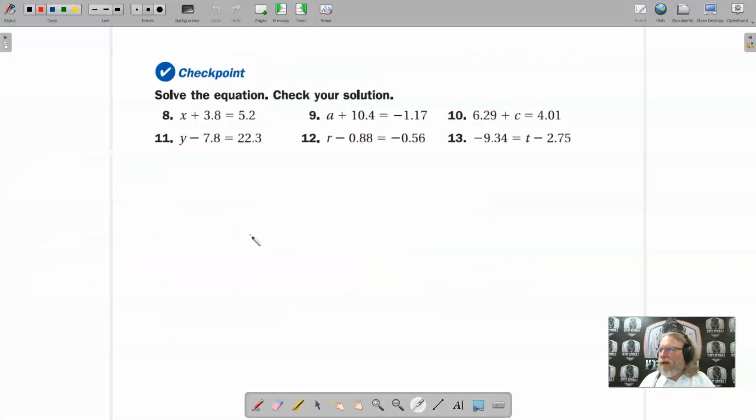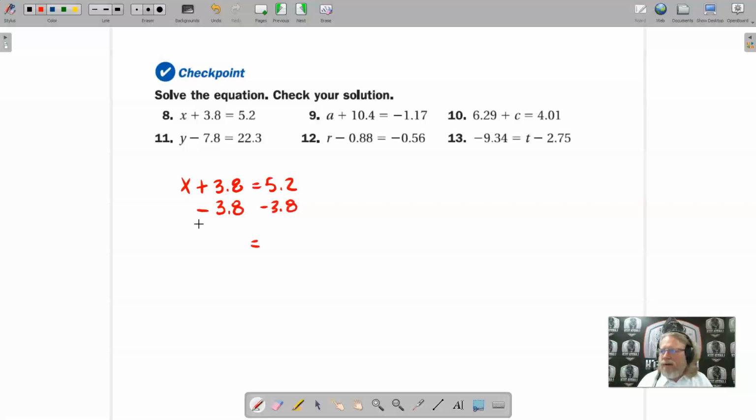Let's just pick a couple of these. I'll pick one addition, one subtraction. So let's say x plus 3.8 equals 5.2. So the 3.8 is tied to the x through addition. The opposite operation is subtraction. I'm going to subtract the very number I wish to get rid of, which is 3.8. And what I do to one side, I do to the other. So I'm going to subtract 3.8 from the other side as well.